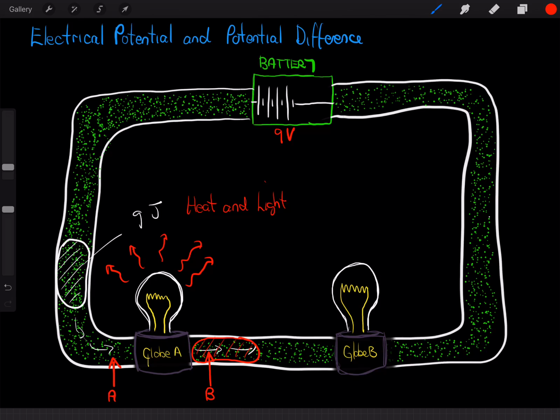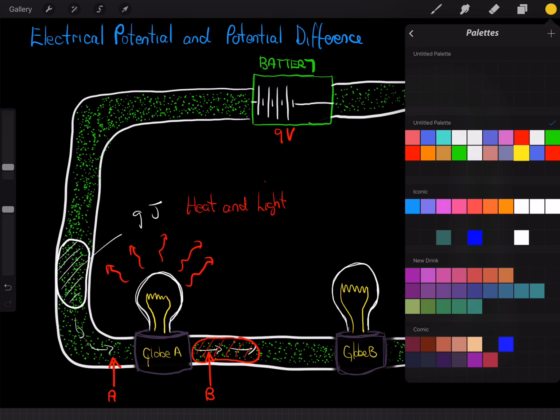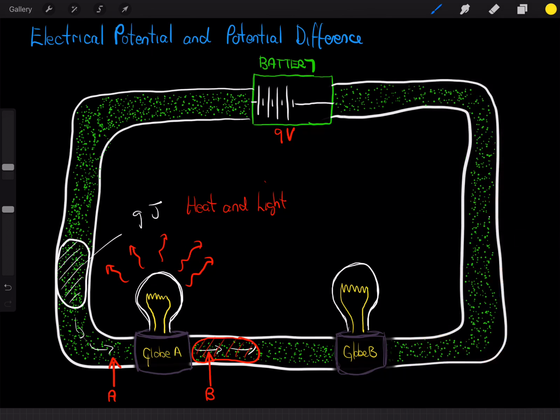And if each Coulomb of charge, let's say, gives up 4.5 joules of energy to the globe in terms of heat and light, then as it comes out the other side, it's going to be less 4.5 joules. In other words, it was 9 joules going in, and now it's 4.5 joules coming out.